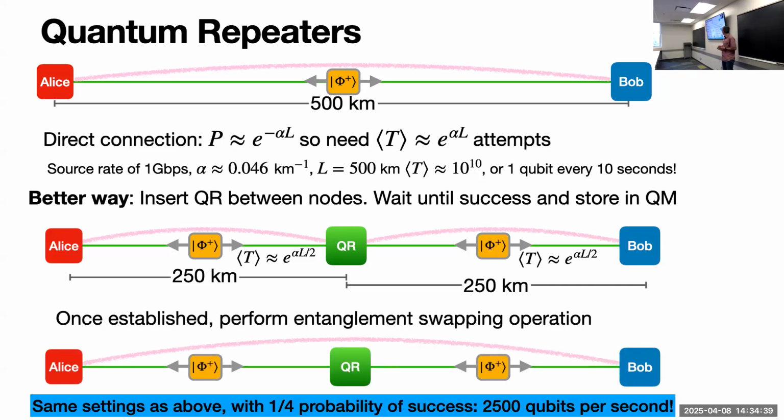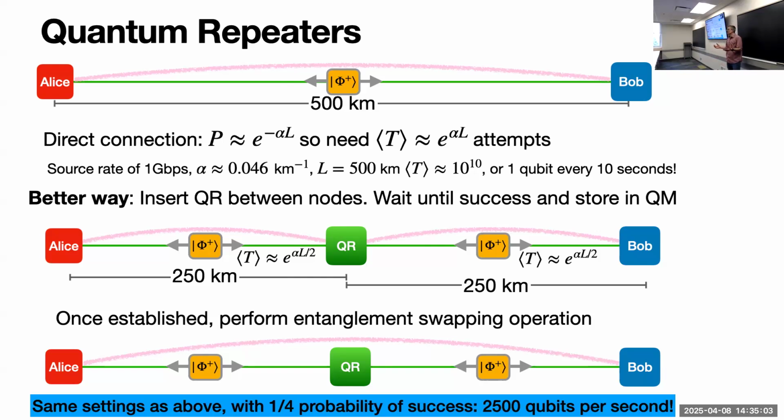And then I have established a quantum source between the two of them. And then I'll just do my entanglement swapping operation, right? After that, plugging in the same numbers, even assuming I get a 25% chance of this working per station, I'm still getting 2,500 qubits per second instead of a qubit every 10 seconds. And this can be made much better by distributing the entanglement through more and more nodes.